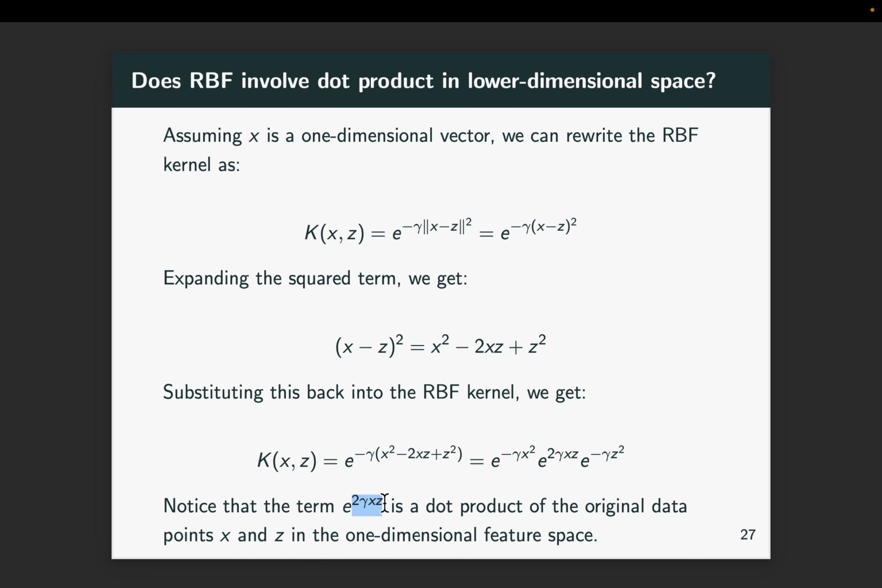Although I've simplified it by using a one-dimensional vector, you will get the same answer in a more general sense, where instead of expanding out the L2 norm like this, you write (x minus z) transpose into (x minus z). Essentially, you will be able to show that there is a dot product of the data in the original dimension space.